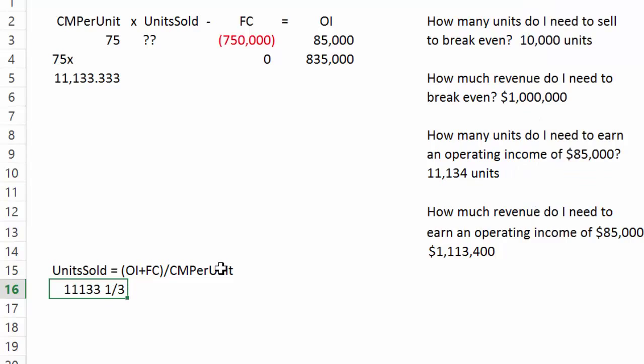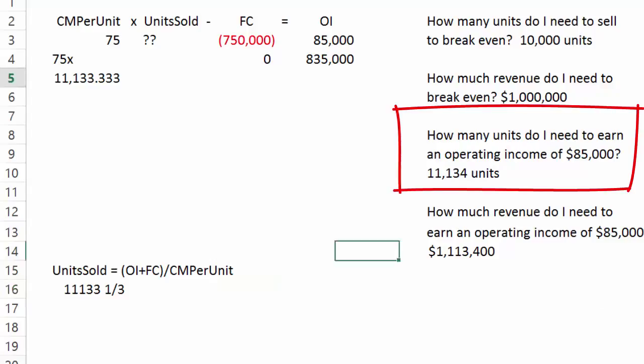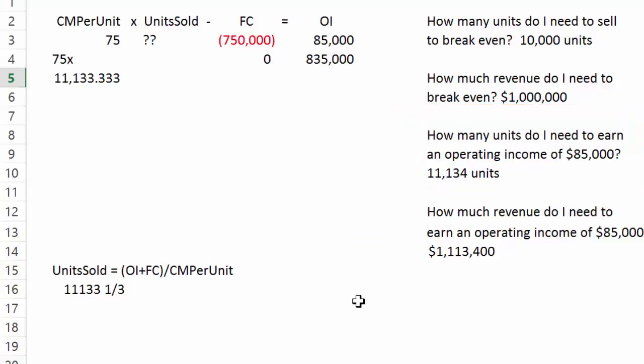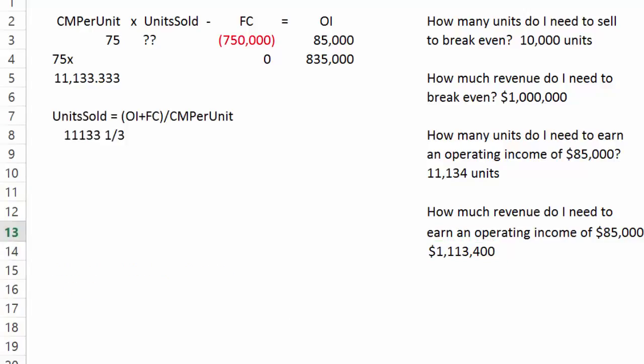So that's saying that we need to sell 11,133 and a third units, and we know we're going to round that up to 11,134. So we get the same answer, 11,134 units, or $1,113,400 worth of revenue. I've moved that equation up because we're going to look at one more way of doing this.